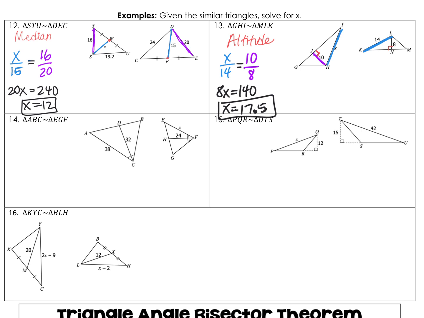And you should be able to tell me what kind of line is causing this here. Well, in this case, it was an altitude. I don't think I highlighted that one. This one should be purple. There we go.